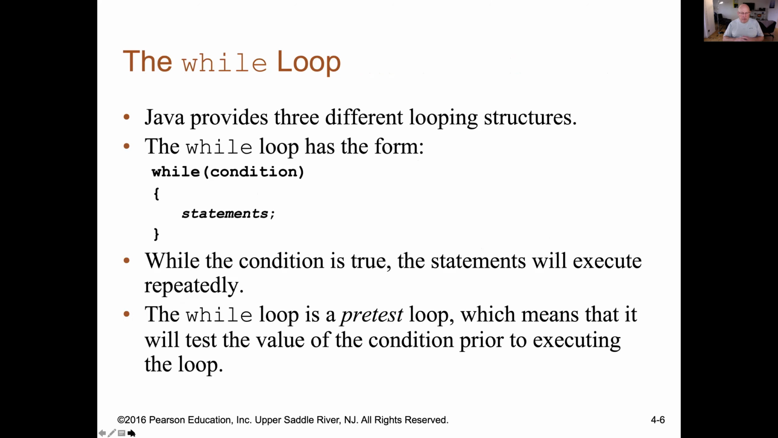What is the while loop? Java provides 3 different looping structures. The while loop has the form: while the condition exists, this is the statement. While the condition is true, the statement will execute repeatedly. The while loop is a pre-test loop, which means that it will test the value of the condition prior to executing the loop.